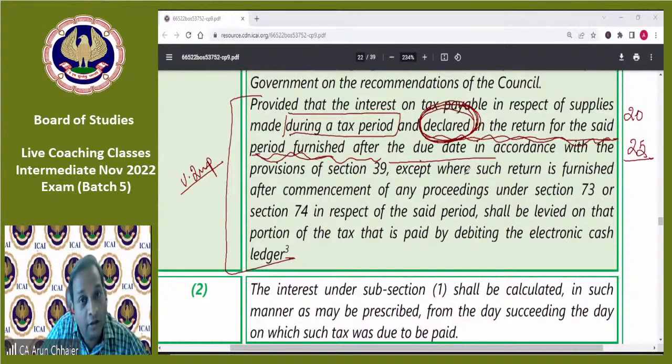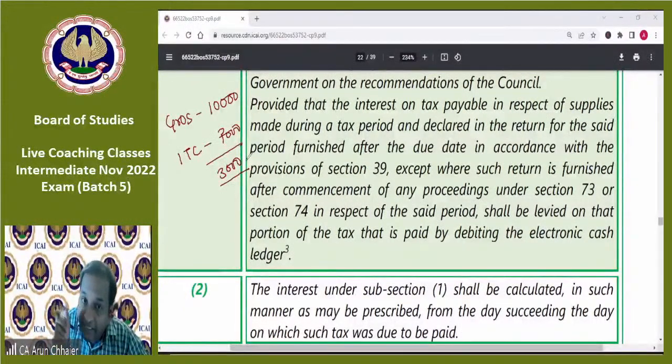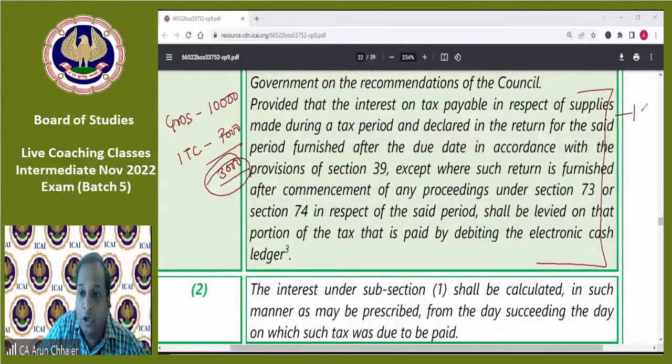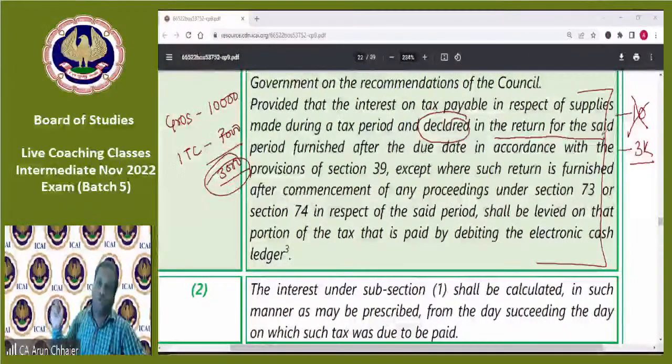On gross liability or net liability? What is the meaning of gross or net? Let's say you need to pay the government taxes of rupees 10,000. You have the ITC of 7,000. You are making the payment in cash, by debiting the electronic cash ledger, of 3,000. The proviso says that interest would not be on 10,000. Interest would be on 3,000, provided you have declared in the same return the liability pertaining to the June month.